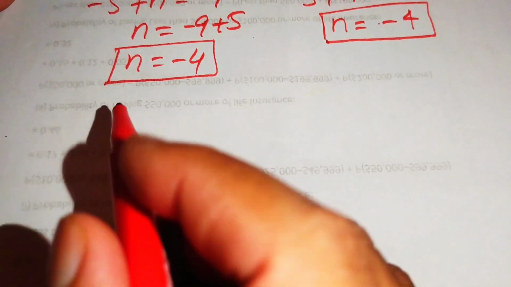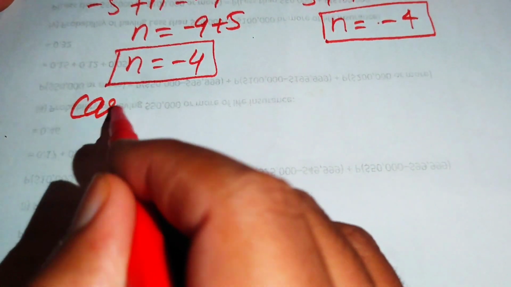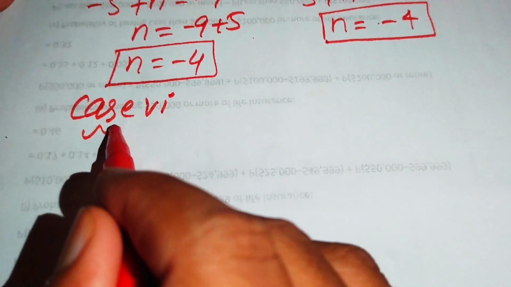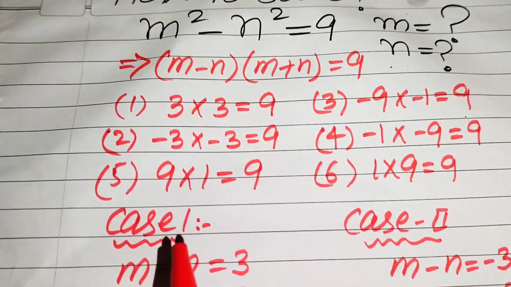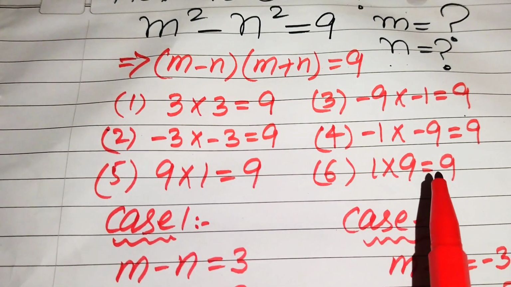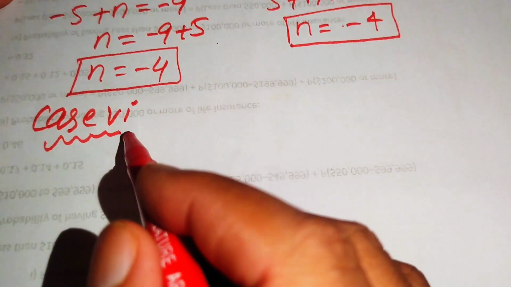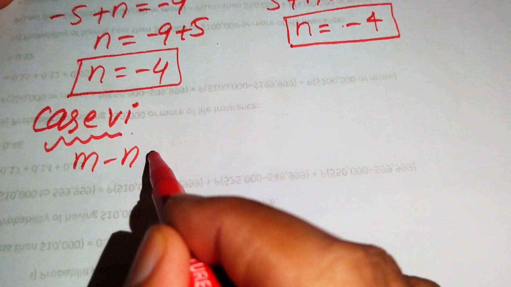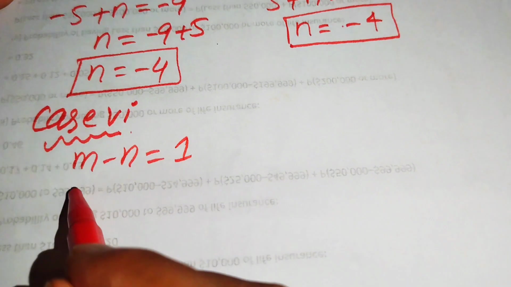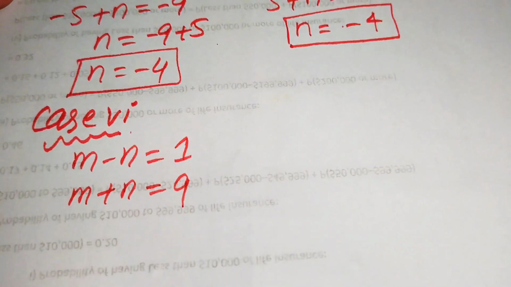So finally we move towards our case number 6. So in the sixth case we compare the left hand side with 1 times 9. So we have the simultaneous equations in case number 6: m minus n is equal to 1 and m plus n is equal to 9.